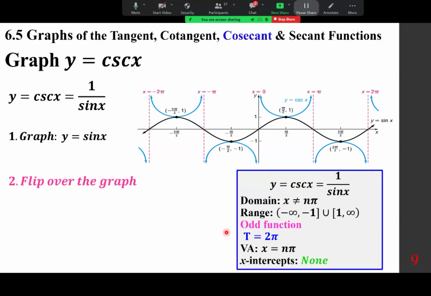So when we have cosecant x, 1 over sine x, whatever makes the denominator 0 is excluded from the domain. I want you to look at the domain versus VA. VA is whatever makes the denominator 0, domain is what makes it not 0. Range, anywhere between -1 and 1, we don't have the function. So beyond that, negative infinity to -1, union 1 to infinity. It's an odd function, T is 2 pi, and VA is x equals n pi. It never crosses the x-axis, the basic cosecant function.